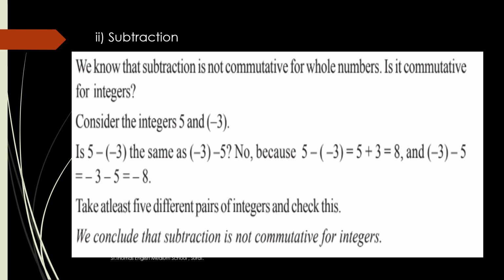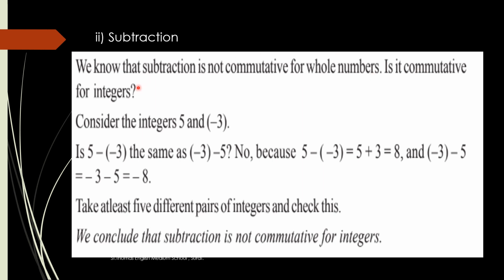Second property, that is for subtraction. That means commutative for subtraction, right? So commutative property, first we are studying addition and second one is subtraction. We know that subtraction is not commutative for whole numbers, right? So already we have studied last year whole number chapter. Commutative property is not true for subtraction.